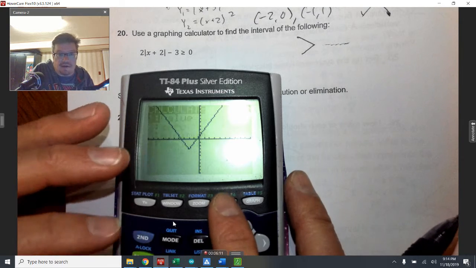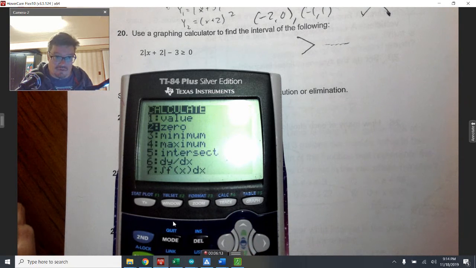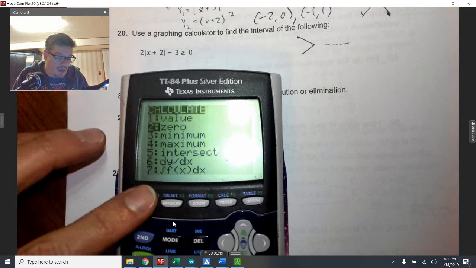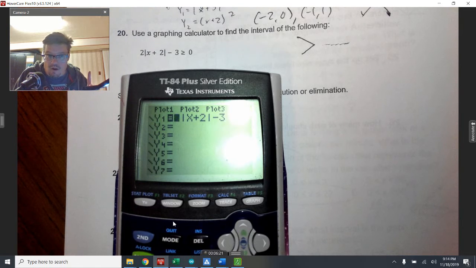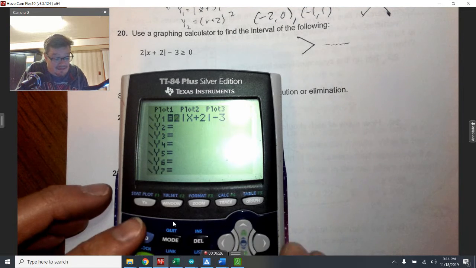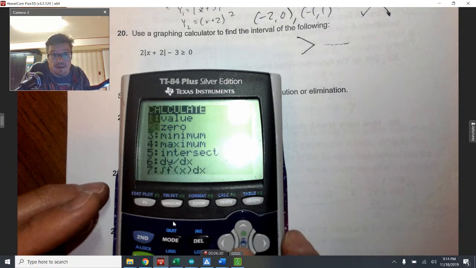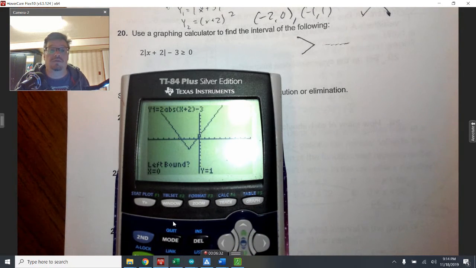I'm going to do second calculate, but I'm going to find zeros. So not intersections. Intersection would mean I would need a y2. I don't have a y2. I have a y1. But I want to know when it does intersect the x-axis. So if I go to second calculate and go to zero, it knows that I'm going to talk about the x-axis.